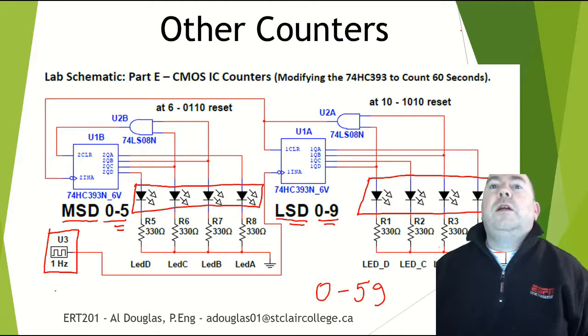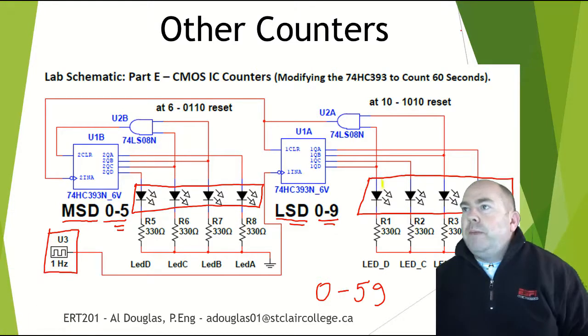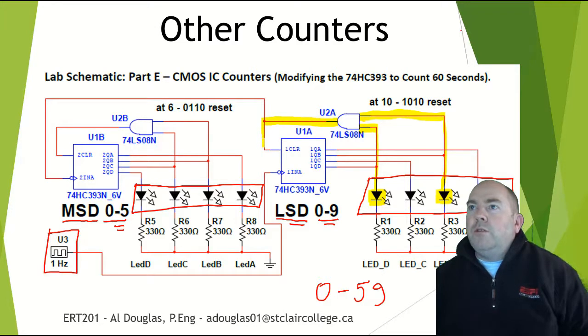Where is my 10? I'm going to grab my highlighter here. What gives us a 10? A 10 would be this bit and this bit on. So if we ever got those two bits on together, we would be at 10 or more. So we are going to take this and this. We're going to run both of those signals through an AND gate, and we are going to use the output of that AND gate to trigger a reset of this counter. Okay?